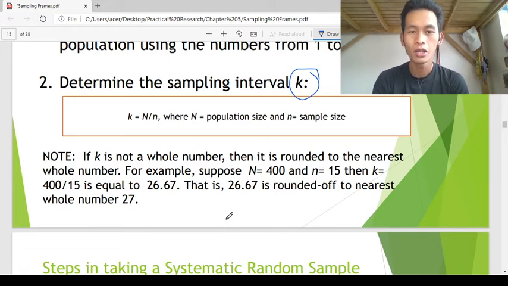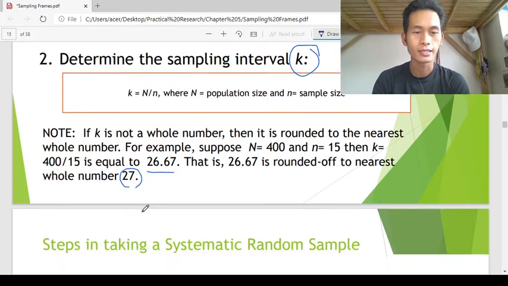For example, suppose the population size is equal to 400 and the sample size is 15. To determine the sampling interval, k is equal to 400 divided by 15, which is equal to 26.67. Note, k is not a whole number, therefore it is rounded to the nearest whole number. That is, 26.67 is rounded off to 27. So the interval is 27.